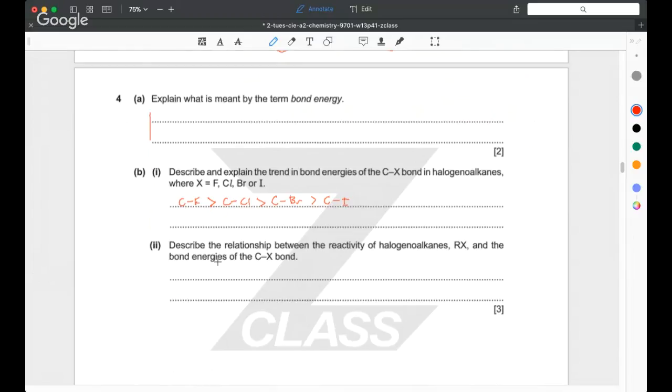So the relationship is that as the bond energies decrease, the reactivity is going to increase. Bear that in mind, because that's a kind of key that unlocks the rest of this question later on.